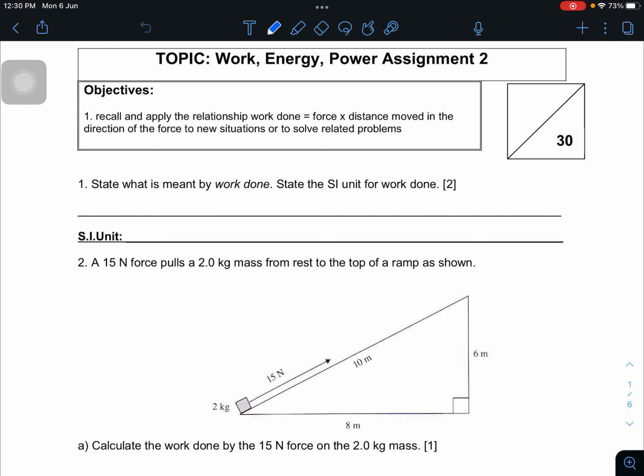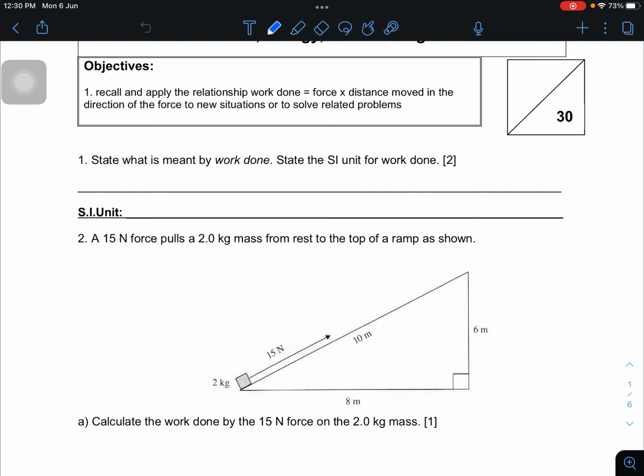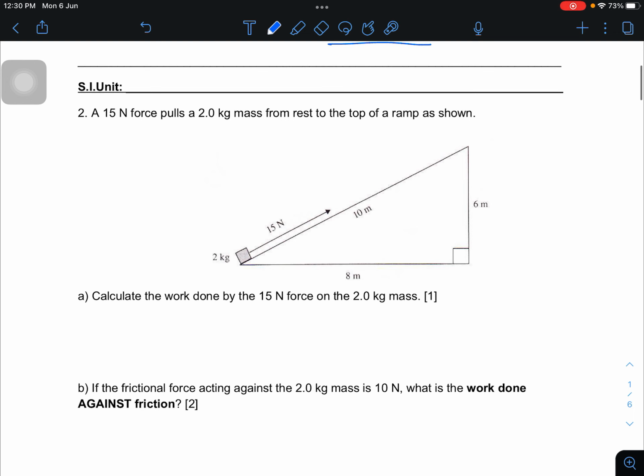Same thing for the tutorial, the definition question, I will not focus too much on it. State what is meant by work done, refer to the notes. The SI unit for work done is the same as the SI unit for energy. So in this case, it's Joule, symbol big J. A 15 Newton force pulls a 2.0 kg mass from rest to the top of a ramp as shown.